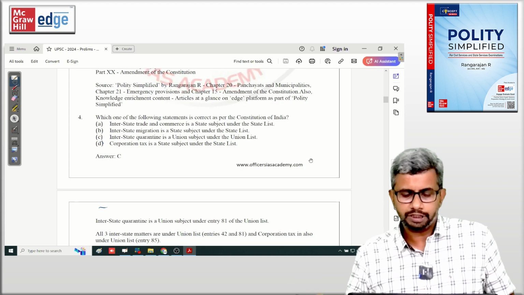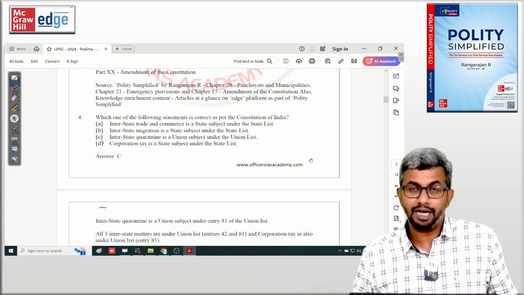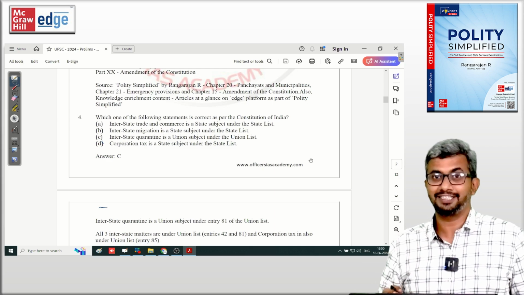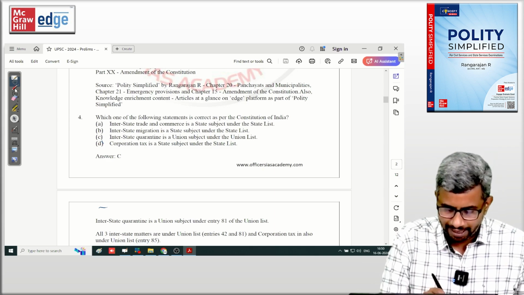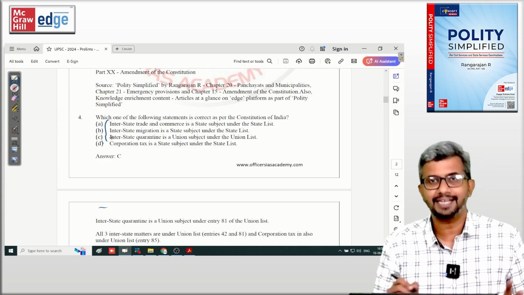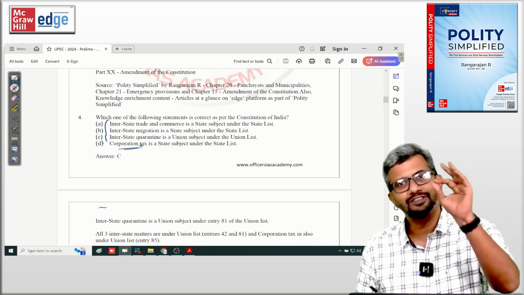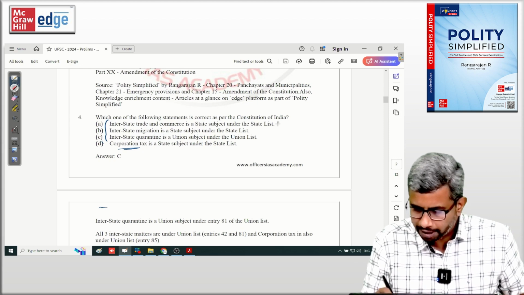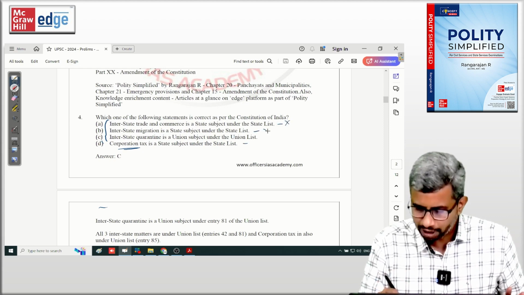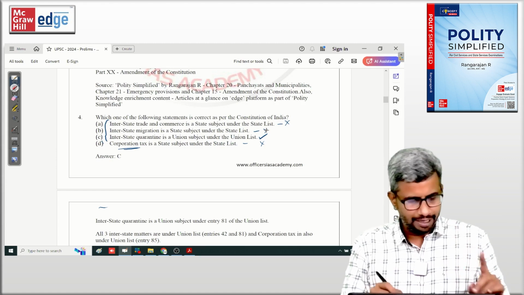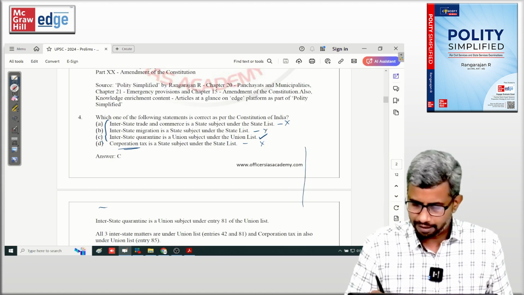Which one of the following statements is correct as per the Constitution of India? Now, this is a slightly trick question, but straightforward in that sense. Interstate, everything is in the union list. And corporation tax is a direct tax. Direct tax is also in the union list. So if you look at it, these 3 mention state list. The only one which mentions union list is option C. And I have given you the entry numbers also here where they are mentioned.